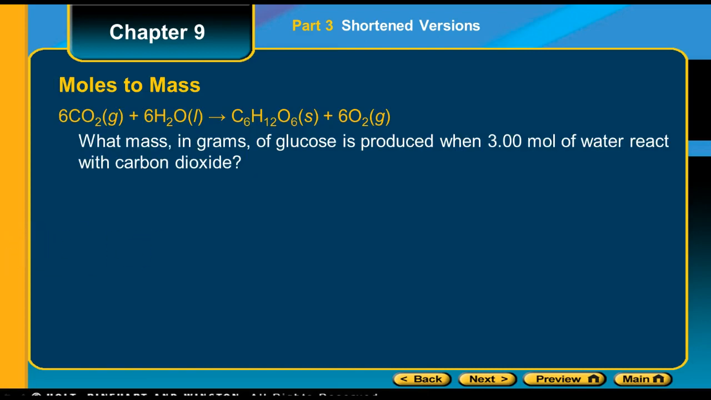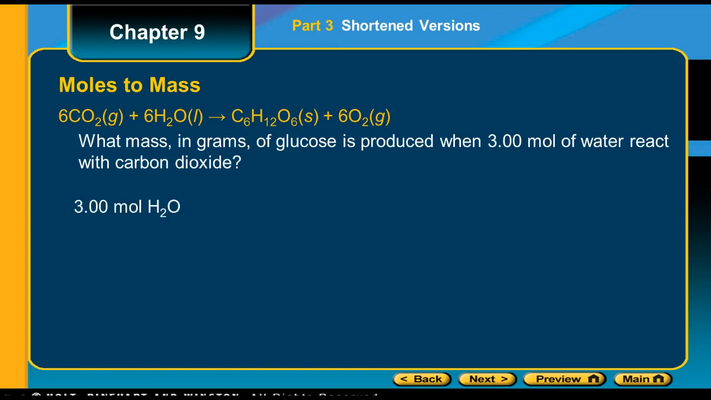All right, so here's a sample problem. You have 6 CO2 and 6 H2O makes C6H12O6 and 6 O2. It asks what mass in grams of glucose is produced when 3 moles of water react with carbon dioxide. We have a balanced equation, that's good, so we can find our mole ratios. We're asked to find the grams of glucose and we are given 3 moles of water, so we're starting with moles and changing to grams.